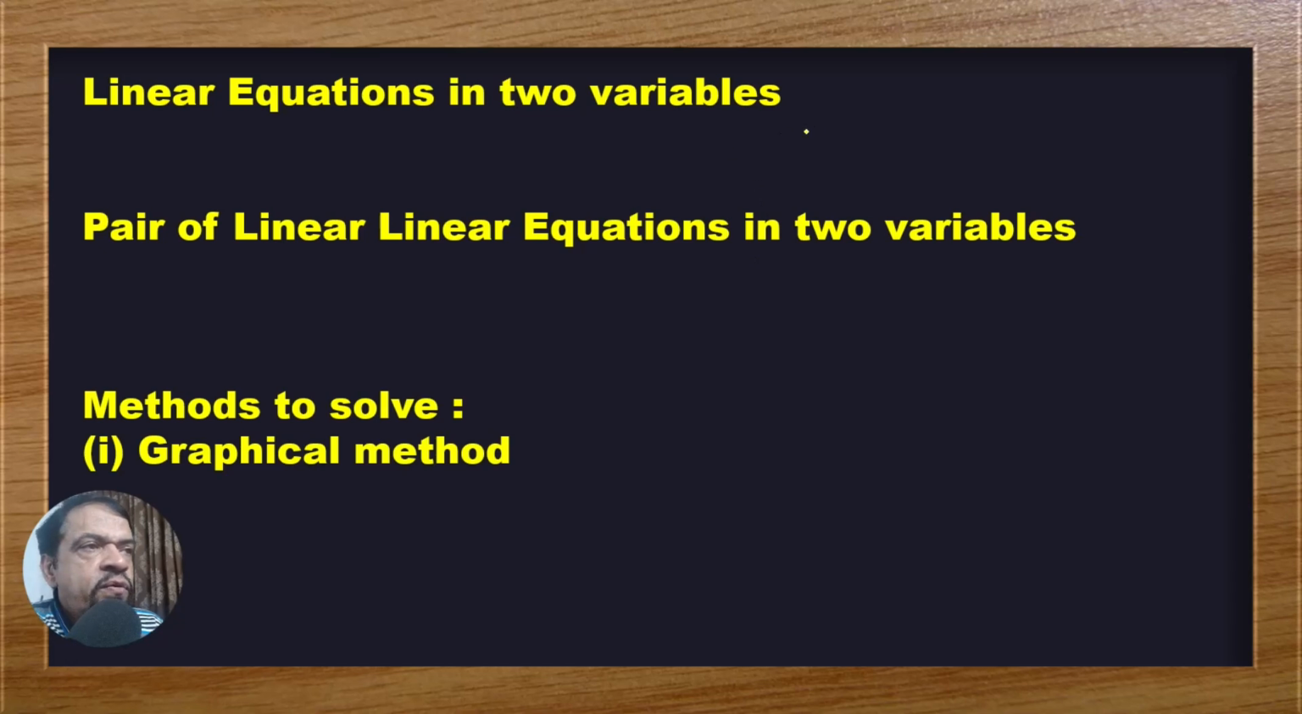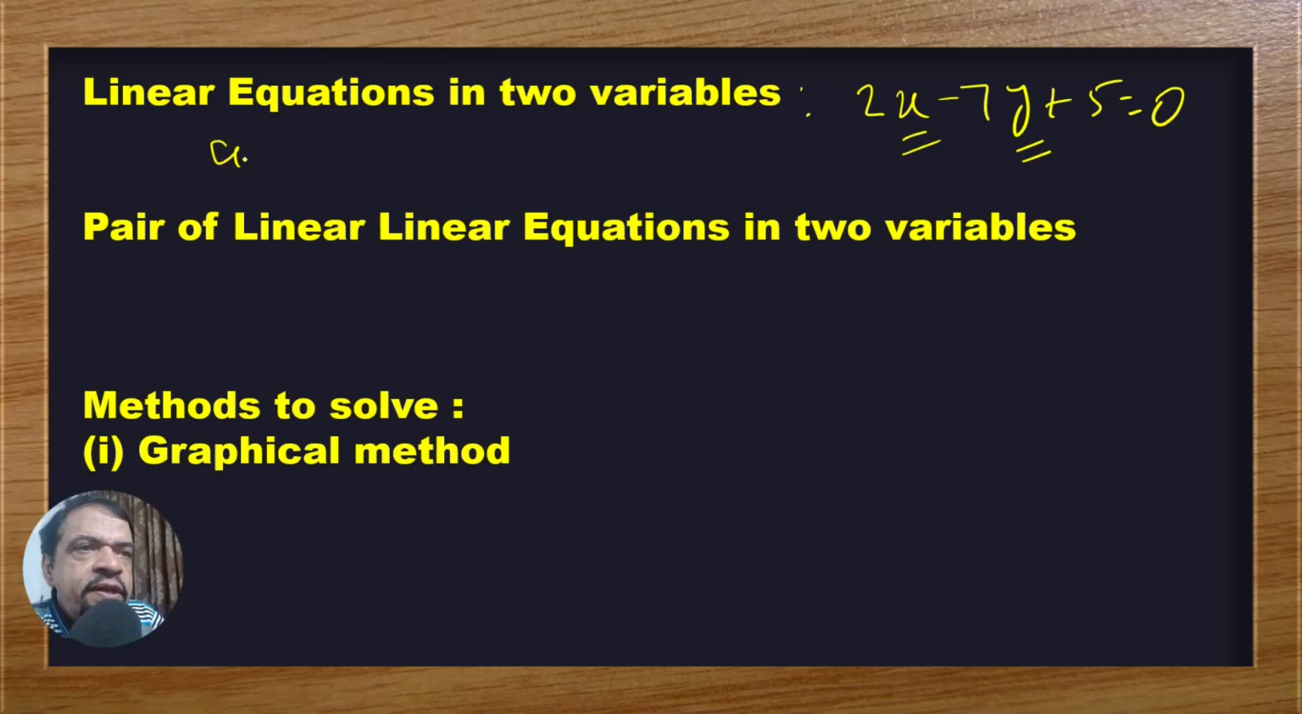Linear equation in two variables means like 2x minus 7y plus 5 is equal to 0. This is a linear equation in two variables. 2, 7, 5 are constants and x and y are variables. There are two variables, so we call it a linear equation in two variables.